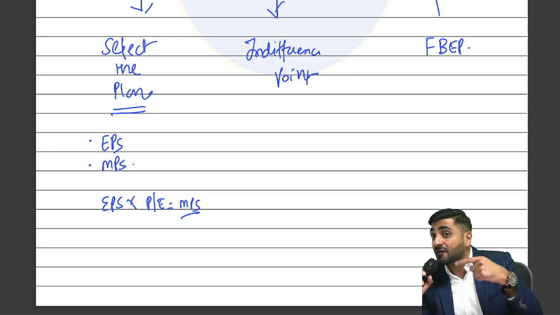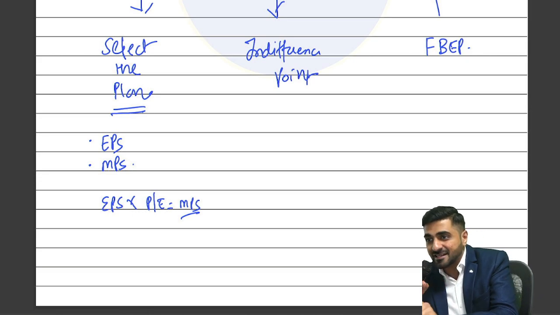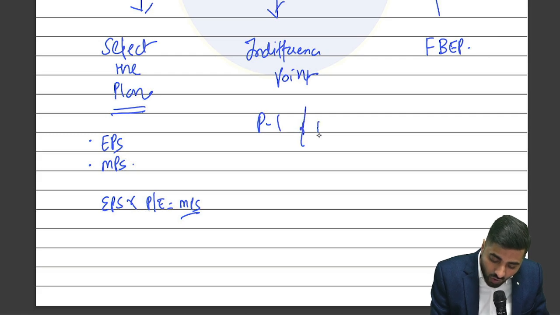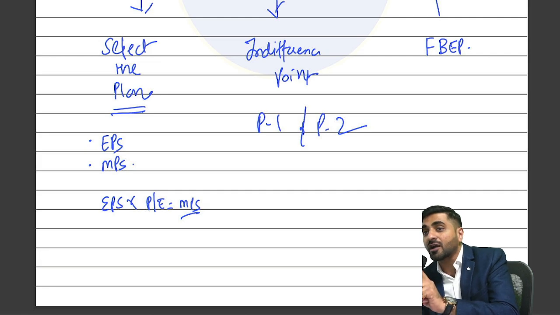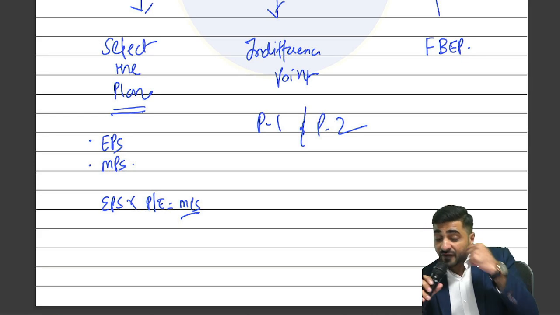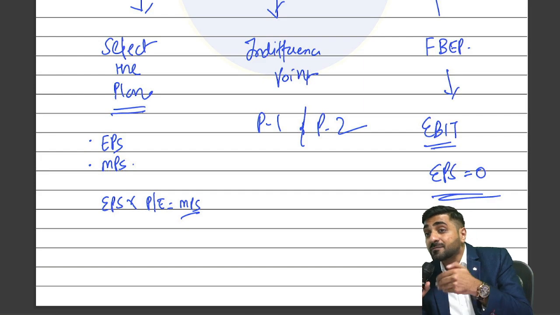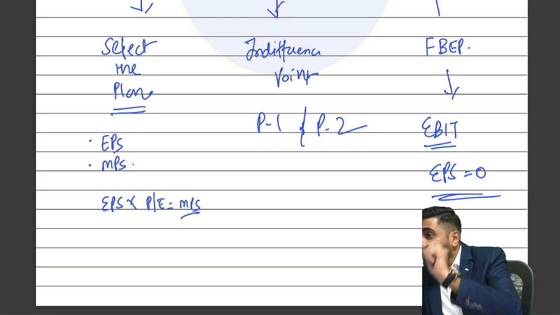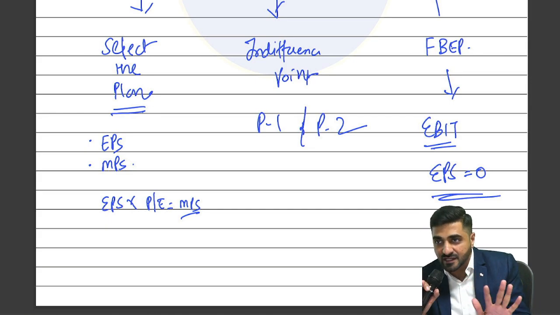What is indifference point? Indifference point is that level of your EBIT in which EPS is the same. What is indifference point? Indifference point means you can either go with plan 1 or you can go with plan 2. That is called indifference, in which the EPS is going to be what, beta? Same. And financial break-even point is that level of EBIT in which your EPS is going to be zero. What is break-even point? No profit, no loss. When I'm talking about financial break-even point, it means no profit, no loss from the equity shareholders' perspective. It means your EPS should be 0.